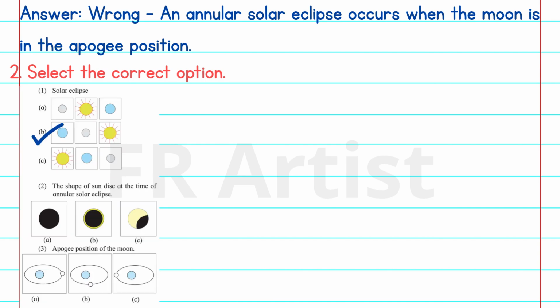Question number 2. Select the correct option. The first, solar eclipse, its answer is B. Then second, the shape of Sun disk at the time of annular solar eclipse. Answer is A. Third, the apogee position of the Moon. The answer is C.